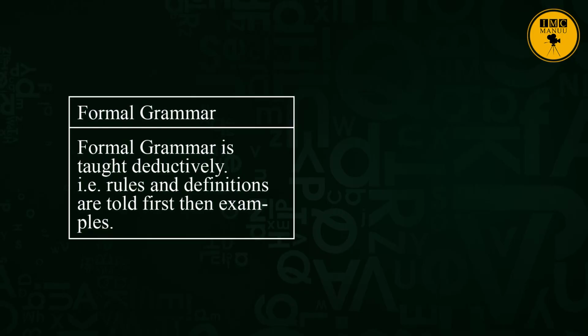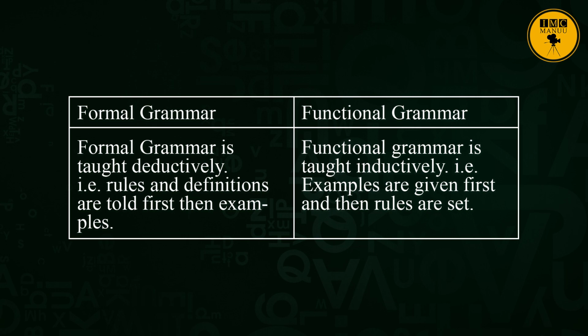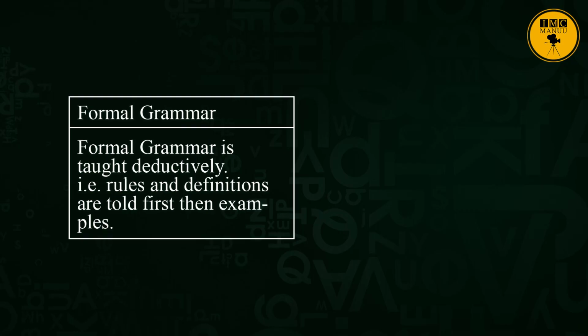Formal grammar is taught deductively, whereas functional grammar is taught inductively. Deductive method of teaching grammar is used to teach formal grammar, where rules and definitions are introduced first and then examples are given. But inductive method of teaching grammar is used to teach functional grammar, where students elicit the rules and definitions by observing and analyzing various examples.